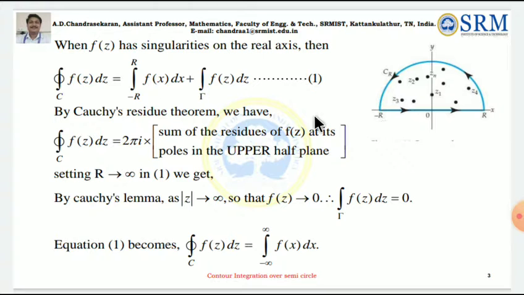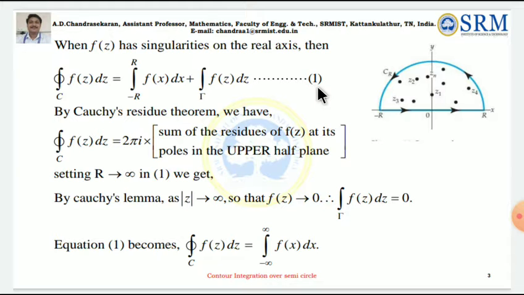Once again, here my C is nothing but the integral from minus r to plus r along the x-axis, f of x dx, plus the integral over the curve gamma, that is above the x-axis in the upper half of the plane, that is the integral over gamma f of z dz. So the integral over C is the sum of the integral from minus r to plus r plus the gamma integral. Minus r to plus r is the real axis, so it is in terms of x. This is my equation number 1.